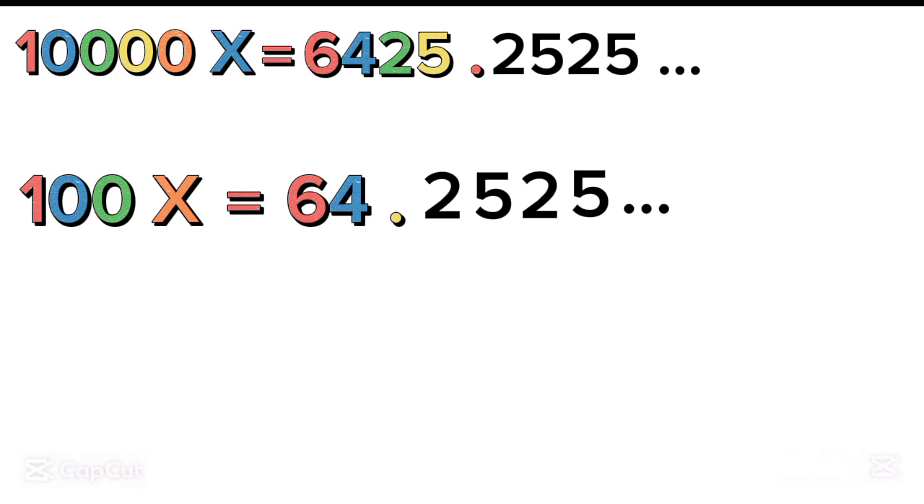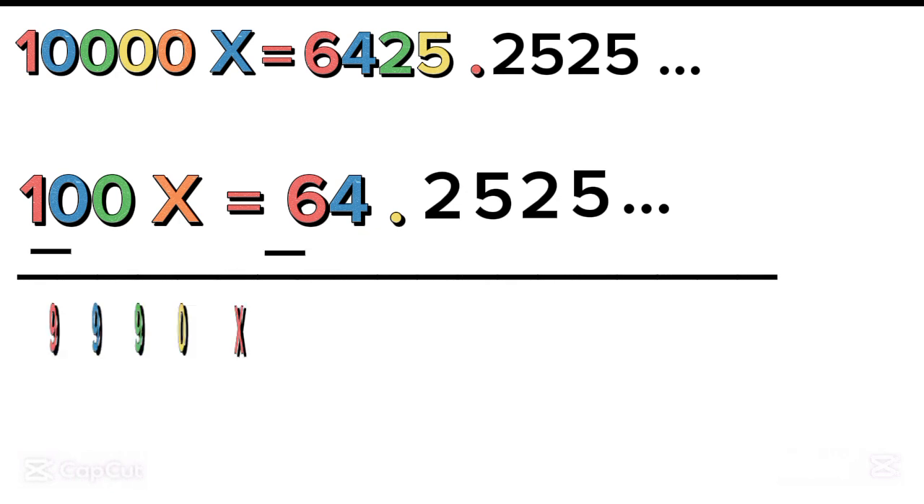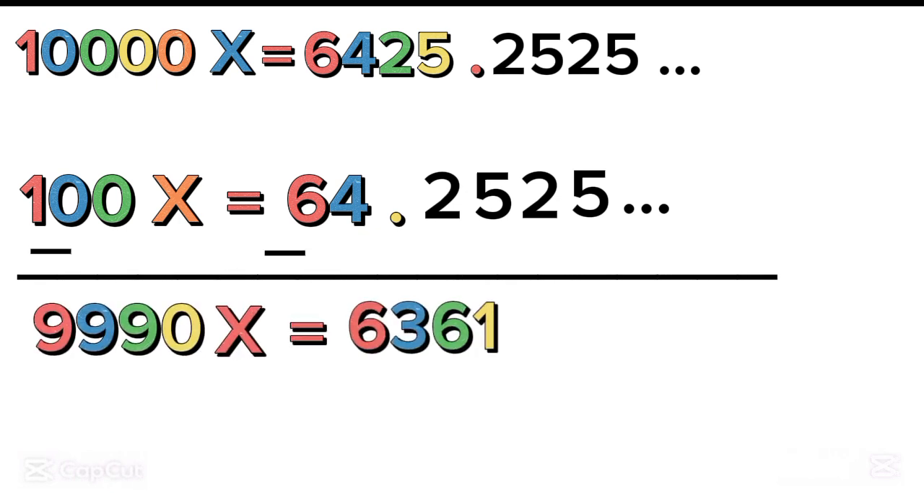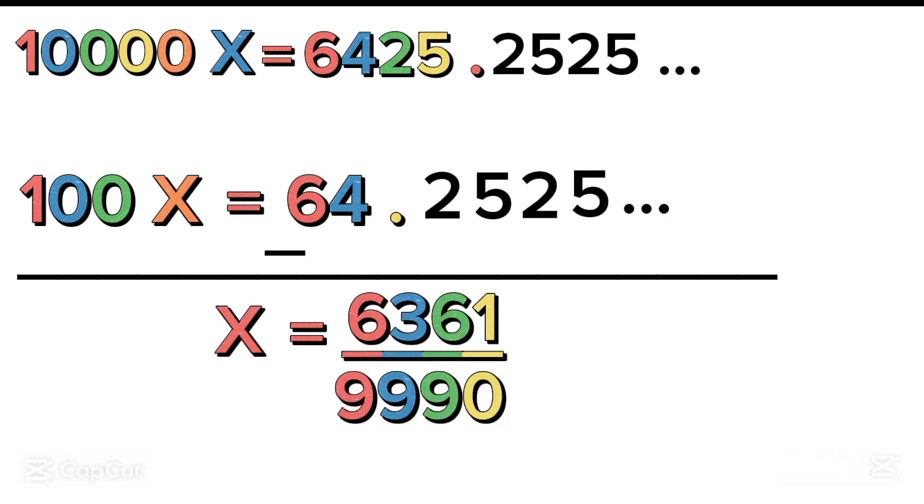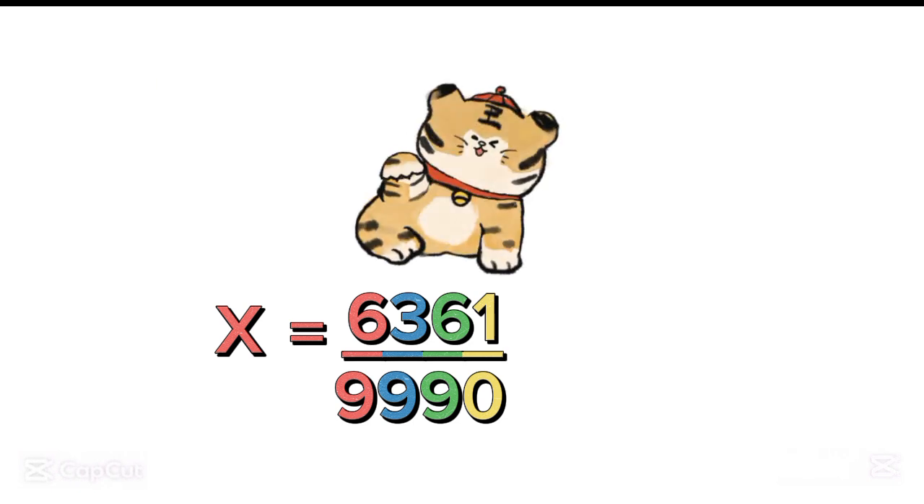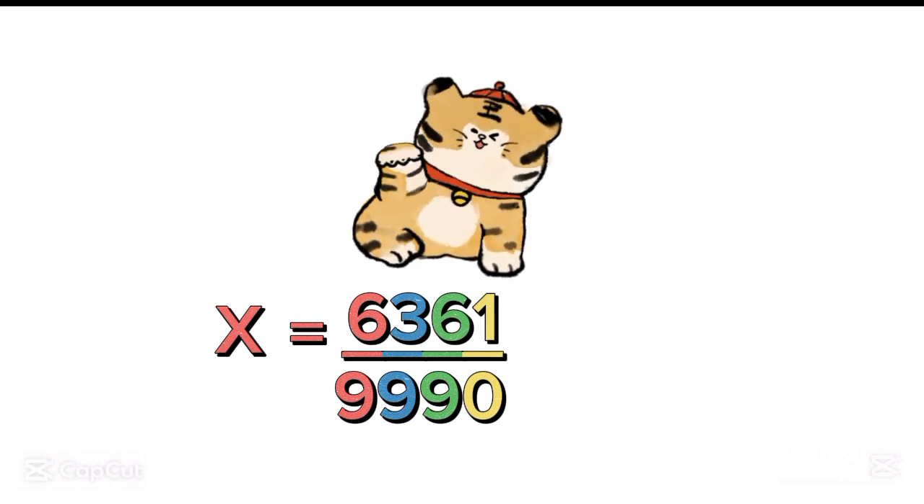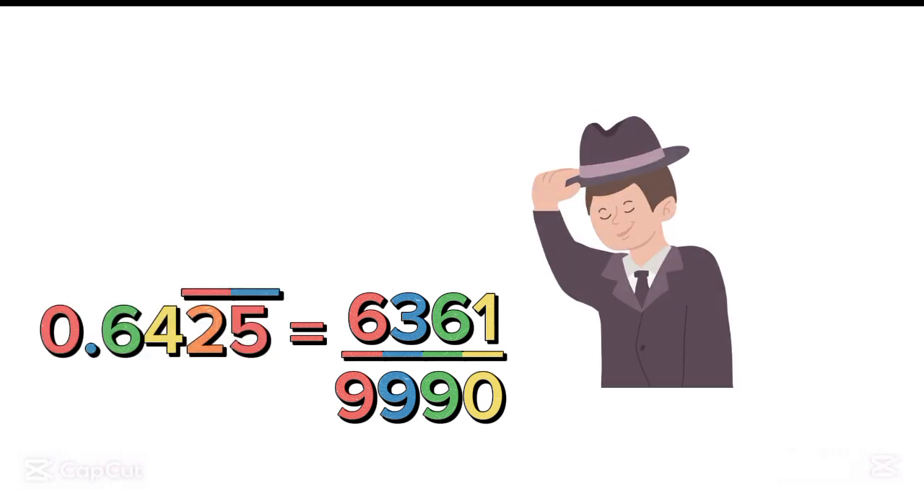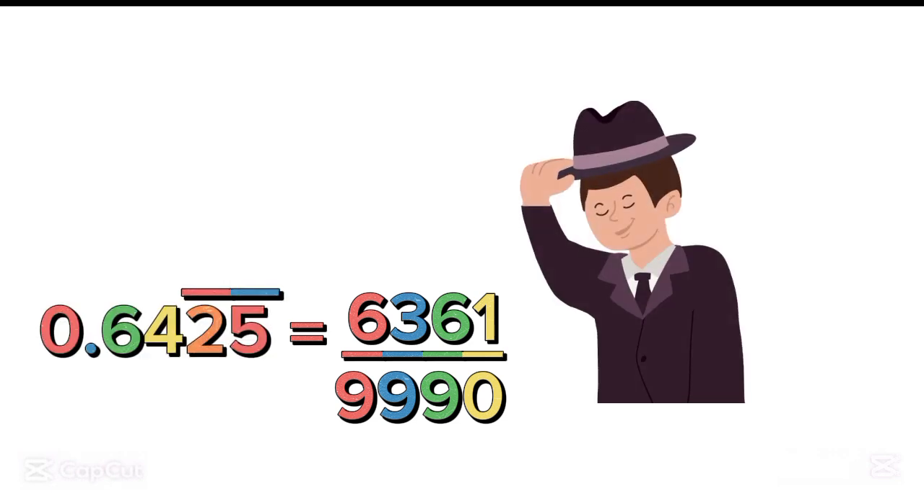Time to subtract. This simplifies to 9900x equals 6,361, divide by 9900, and you get x equals 6,361 divided by 9900. And there you go. That's how you turn 0.6425 recurring into a fraction.